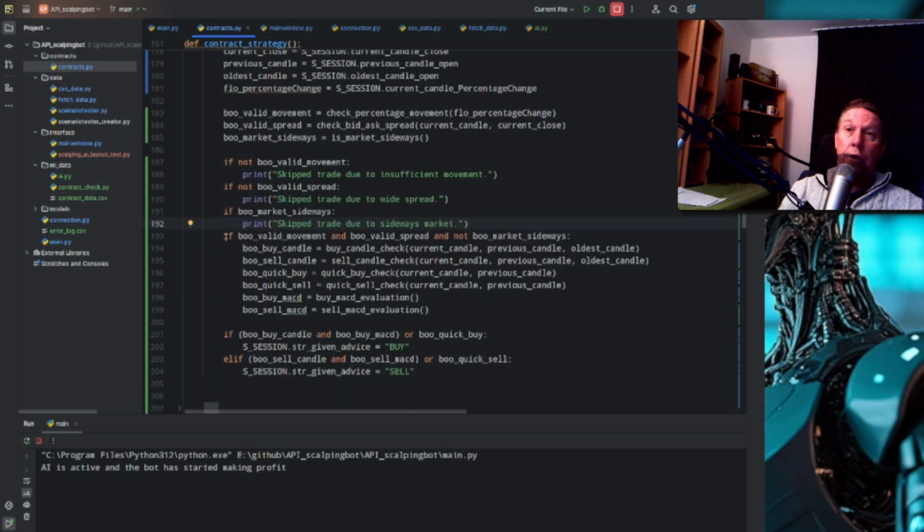Then I have a new if statement created above the rest, that if there is a valid movement and there is a valid spread and the market does not go sideways, then do the rest: check the candles for buy, for sell, for quick buy, for quick sell, for MACD evaluation and sell MACD evaluation. We talked about it last week. And if so, make a buy or make a sell.